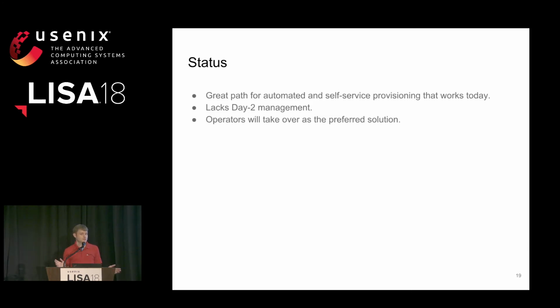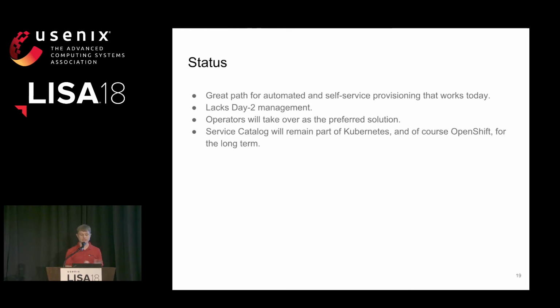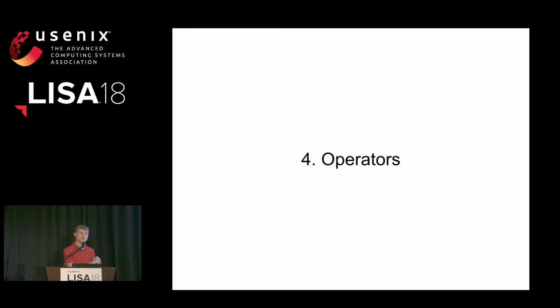The future to alleviate that is going to be this operator pattern that we're going to look over in just a minute. That said, the service catalog is definitely going to remain part of Kubernetes, I think, for the foreseeable future. It will, of course, be part of OpenShift as well, and it's going to be fully supported for the long term. But there is going to be a shift to this new pattern that we're going to look at over time. Okay, Chapter 4, Operators.